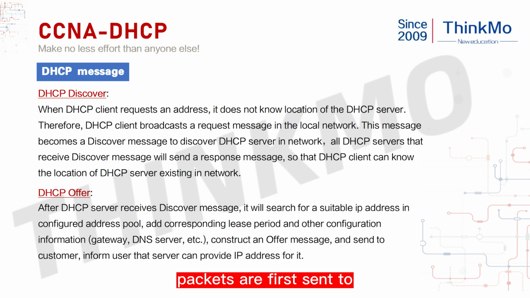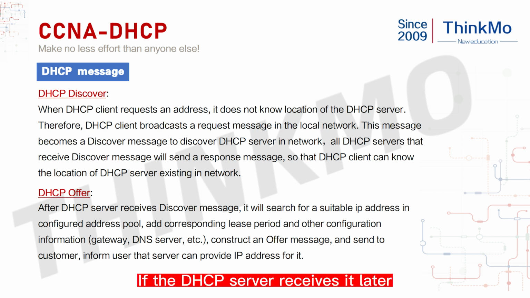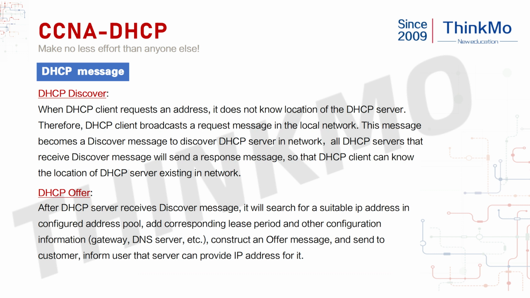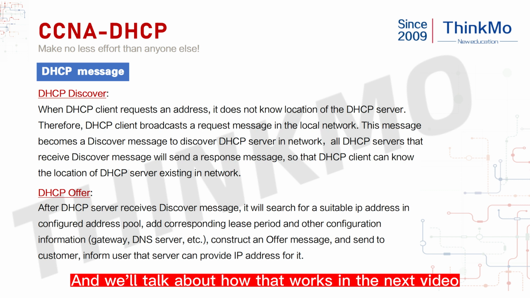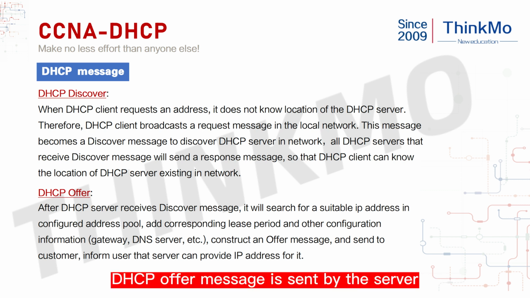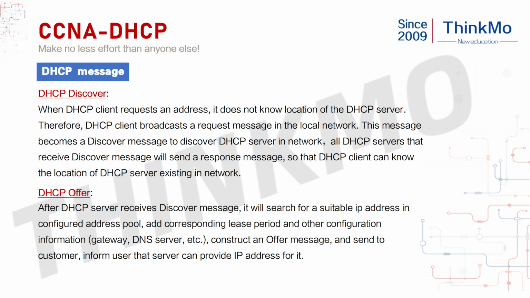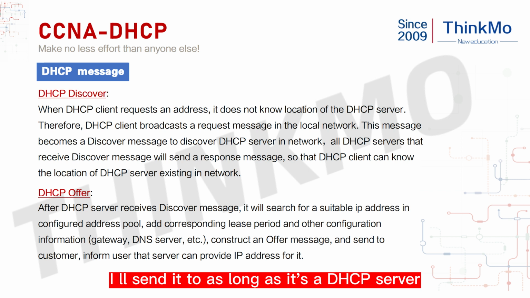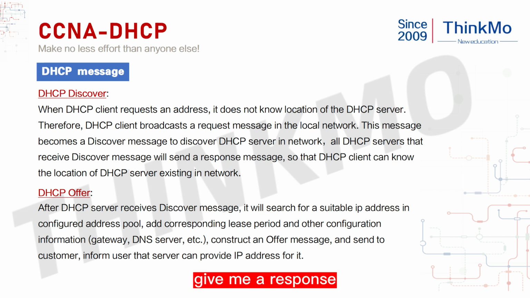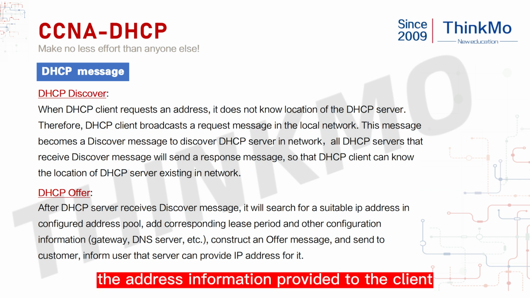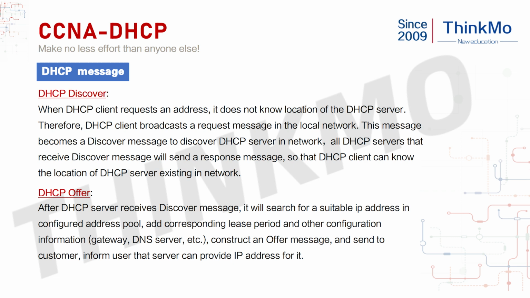Packets are first sent to the network in broadcast mode. If the DHCP server receives it, it gives me a response. We'll talk about how that works in the next video. The DHCP offer message is sent by the server. Discovery packets are usually sent by the client, and any DHCP server that receives one gives me a response. The offer message contains the address information provided to the client.